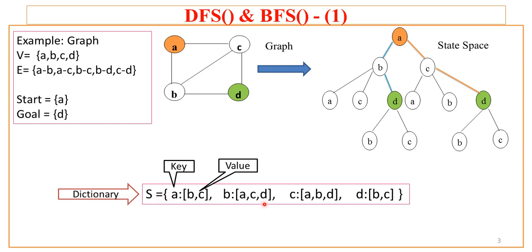Now dictionary is nothing but a set or a list of elements having key value pairs. Now key is the node and values are nothing but the immediate successors of a given node. For example, we have here node A with immediate successors B and C, node B with immediate successors A, C and D maintained as a list. For node C, A, B, D are the immediate successors, so it is a key value pair. And for node D, B and C are the immediate successors specified in the list. And this list of successors is provided to the algorithm as the state space.